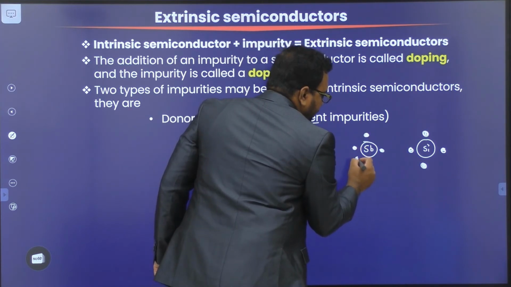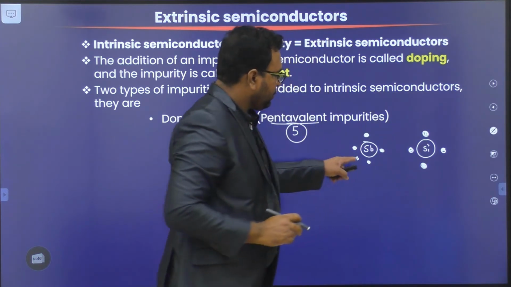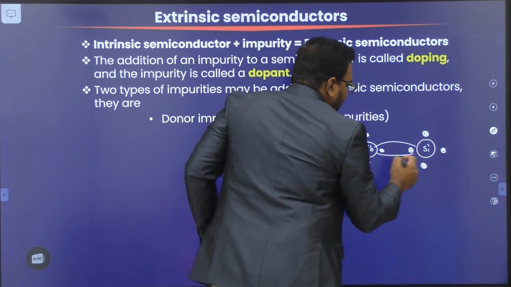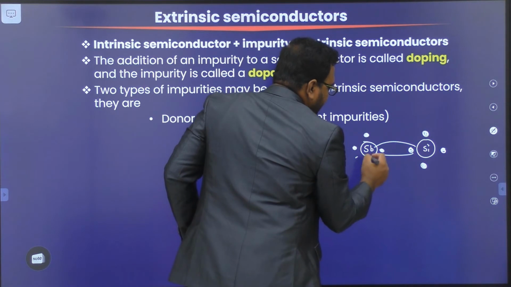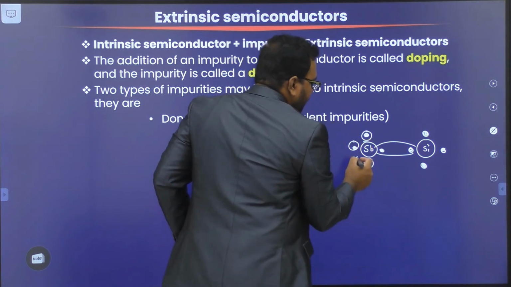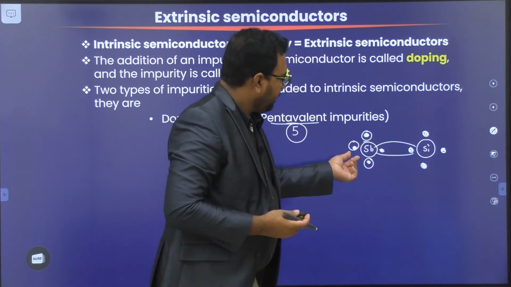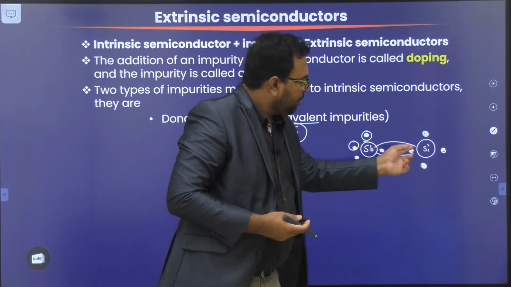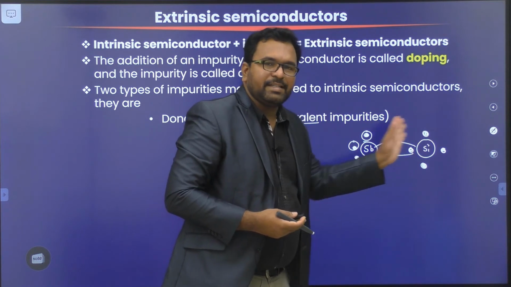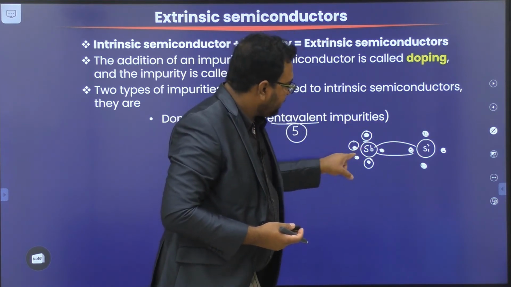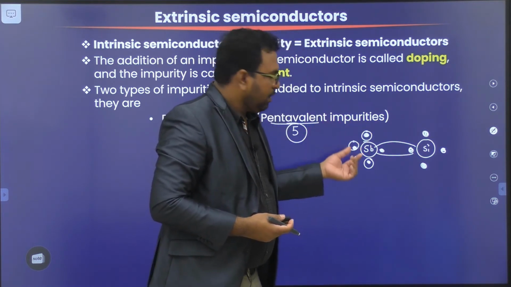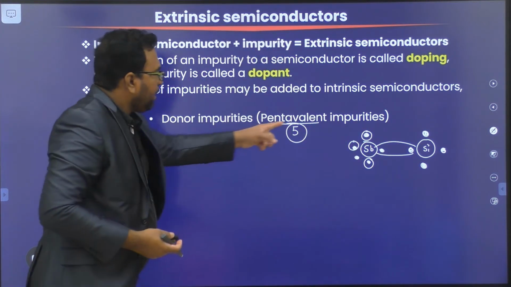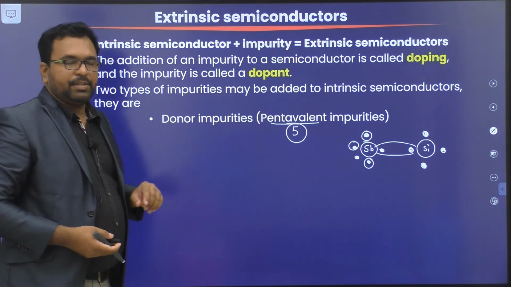It contains 5 electrons in its outermost orbit. So when you form covalent bonds with 4 atoms, 4 electrons are sufficient to form the covalent bonds. What about the 5th electron? It cannot form a covalent bond, because silicon requires only 4 electrons to make covalent bonds with the adjacent atoms. But arsenic contains 5 electrons in its outermost orbit, so 1 electron is free to donate. That's why we call these pentavalent impurities donor impurities.